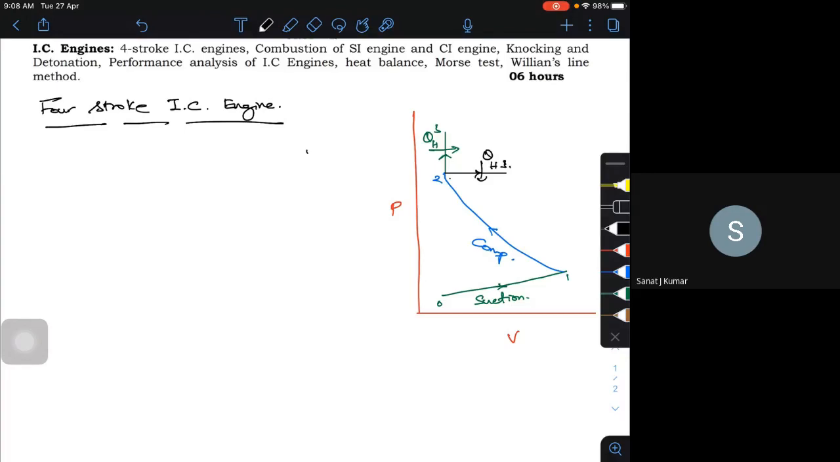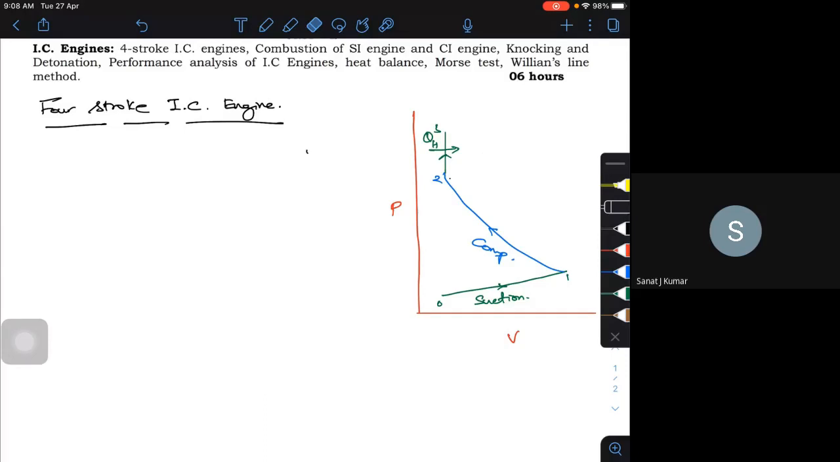So see this compression ratio, what I'm trying to show: the compression ratio in case of a CI engine is much higher compared to your SI engine. Compression ratio in a CI engine will be around 18 to 24, what I told, but for an SI engine it will be around 8 to 10 or 12, so maximum of 12. So I can't have more compression in case of an SI engine.